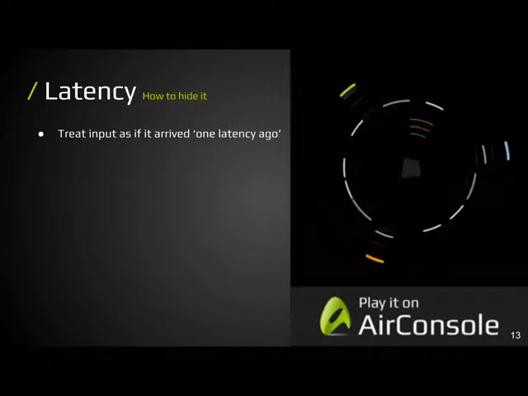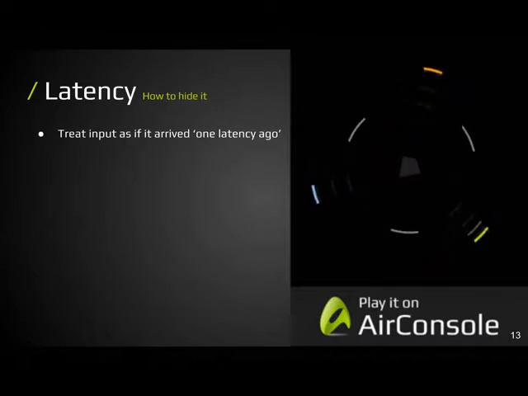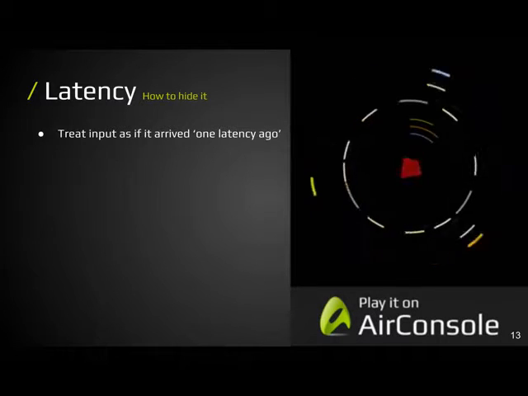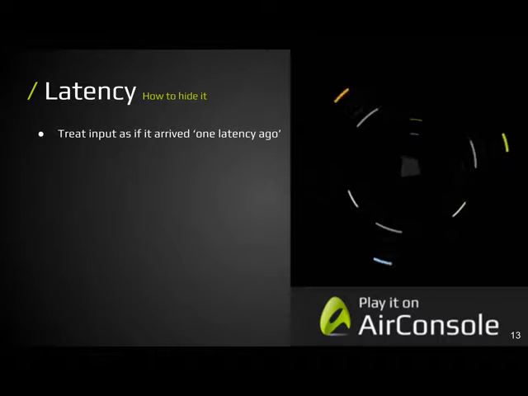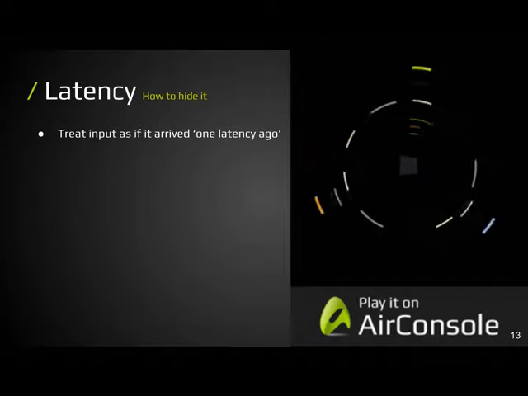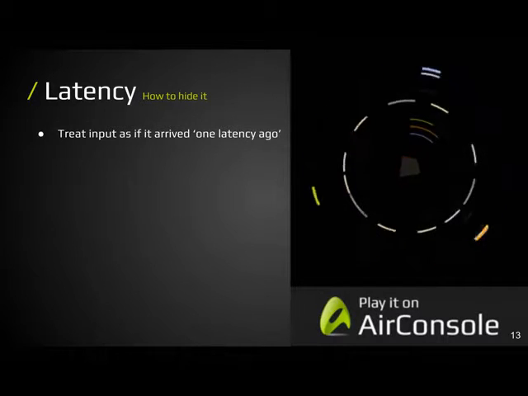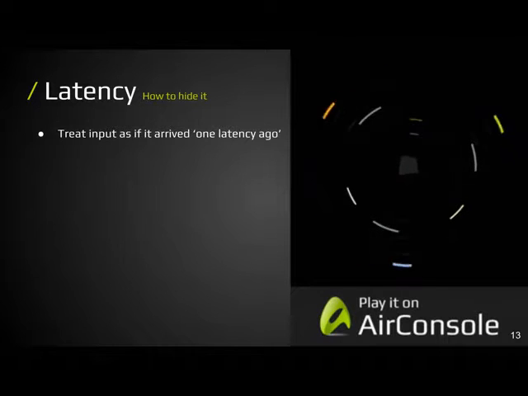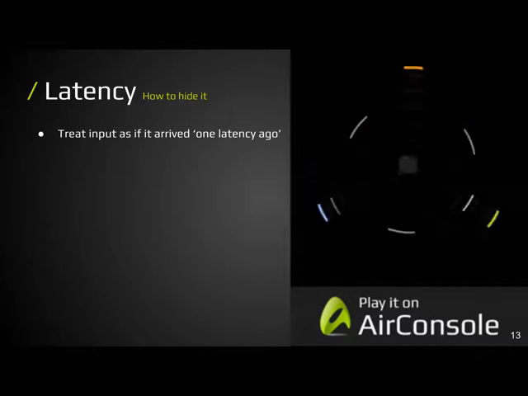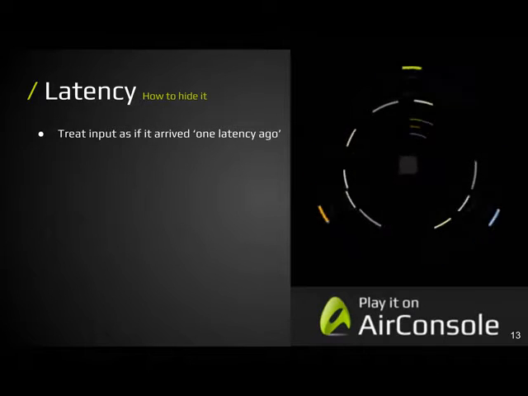So it's important to know when a message was sent. The moment when I tap on the phone, I send the exact time at that moment. And when I receive it, I compare it to the time that is now. And that gives me how long it took for the message to arrive. And I can then pretend as if the message arrived earlier. So I can spawn my missile.